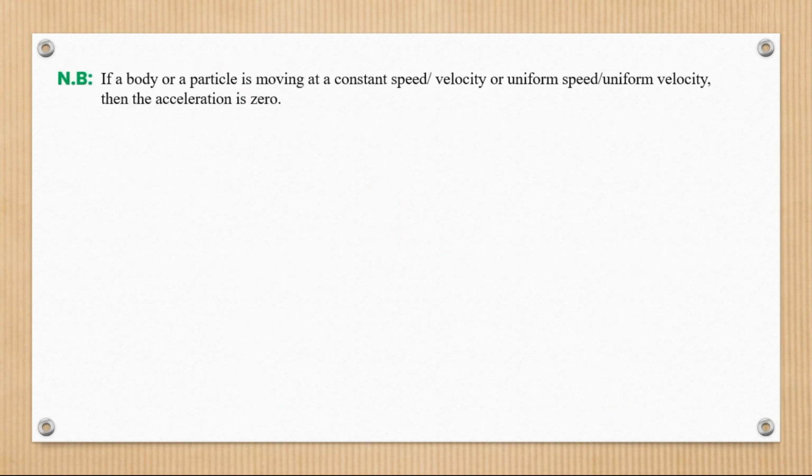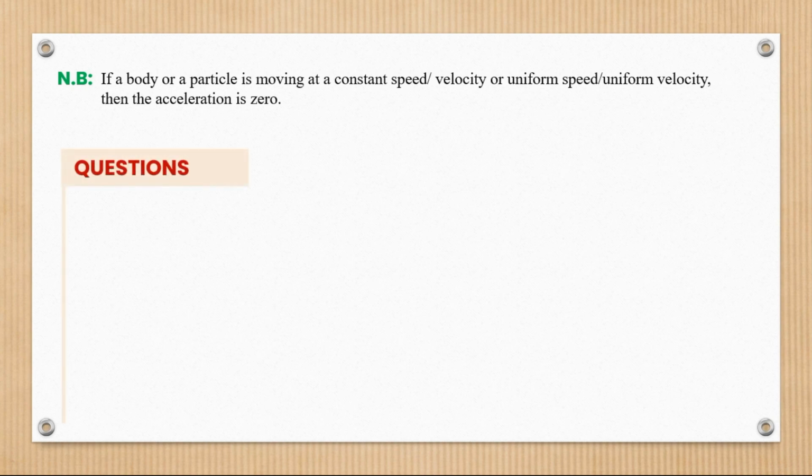Alright, now this is just for you to note down and remember. If a body or a particle is moving at a constant speed or constant velocity or uniform speed or uniform velocity, then the acceleration is 0. So when you have a question and there is such a thing as constant speed or constant velocity or uniform speed or uniform velocity, just remember that means that body is not accelerating, and therefore acceleration is equal to 0. This is going to be important in some of the questions you're going to be covering. So just remember that, and we'll get to that as we do different numbers.